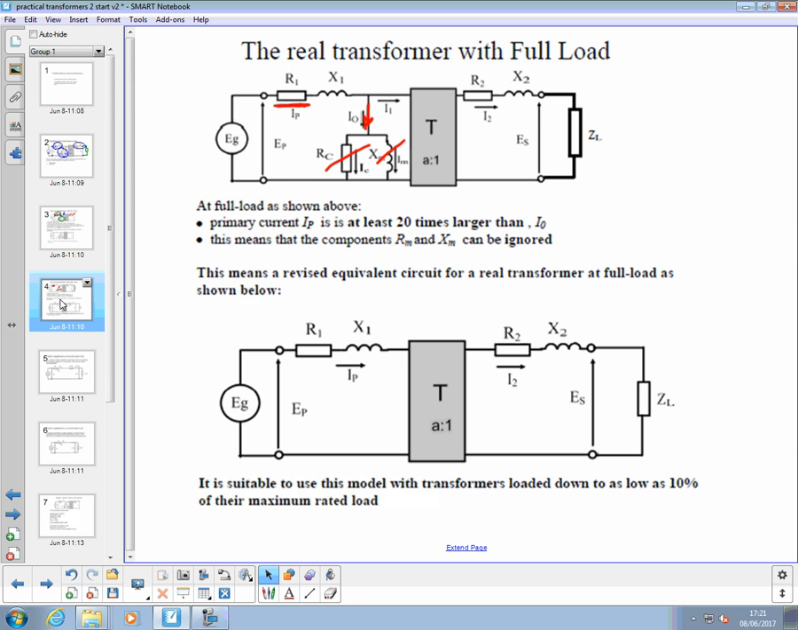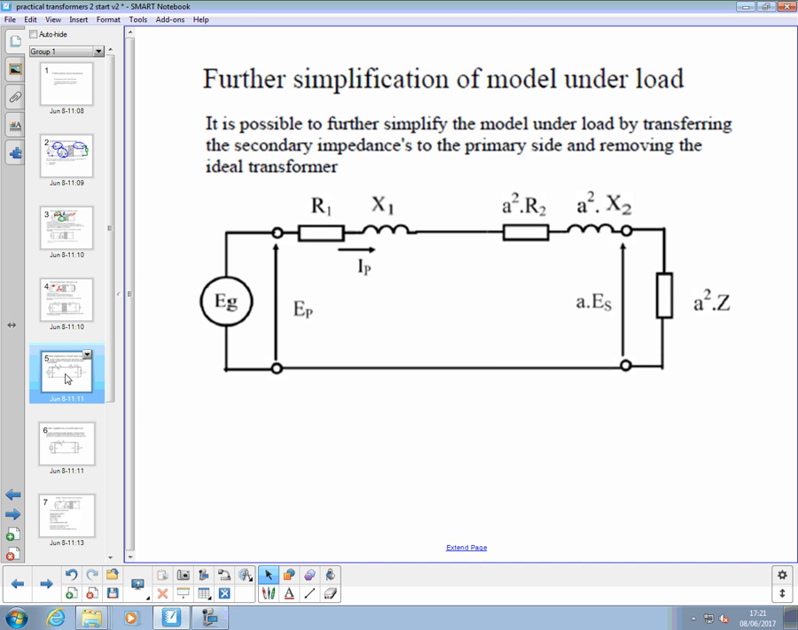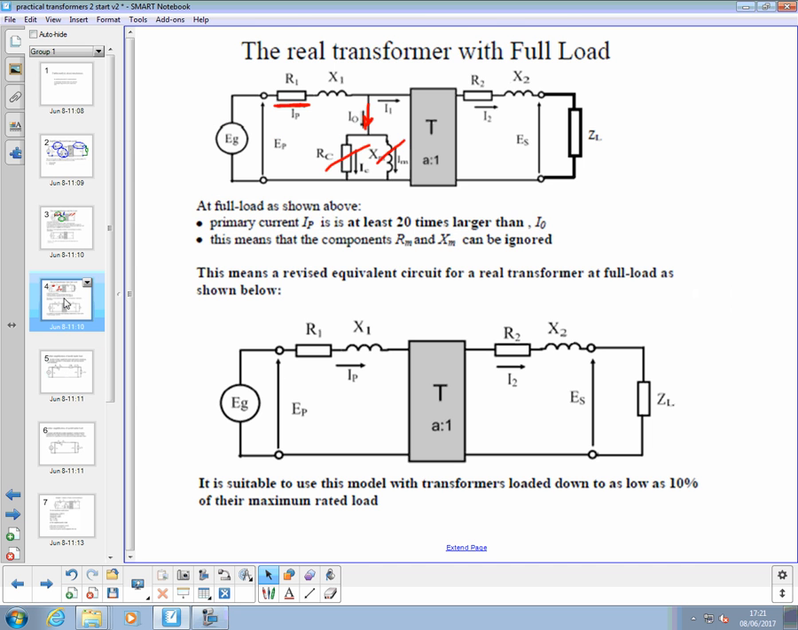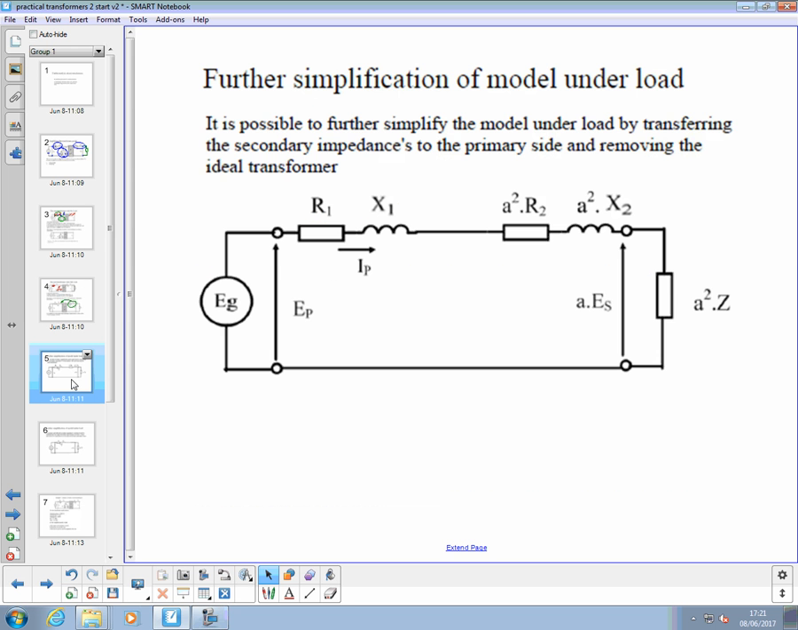Then what you can do, having done that, we can then go through our process of transferring these two components to the other side of the ideal transformer in the middle. Yeah. So we would do that, because that's the only real way we can analyse what's going on with those two components, and we end up with that circuit.